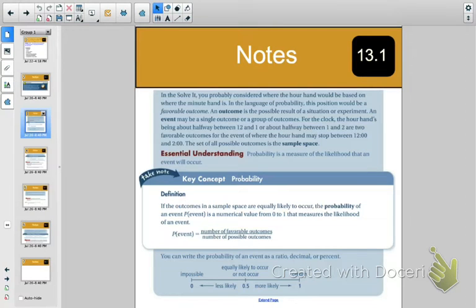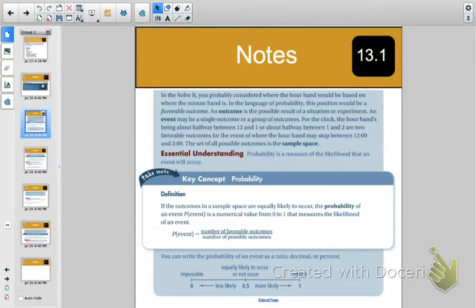Okay, so now let's talk about probability. You've done probability before. It says in the language of probability, the position of the hand between 12 and 2 would be considered a favorable outcome. An outcome is a possible result of a situation or experiment. An event may be a single outcome or a group of outcomes. For the clock, the hour hand being about halfway between 12 and 1, or about halfway between 1 and 2, are two favorable outcomes for it to stop between 12 and 2. The set of all possible outcomes is called the sample space.